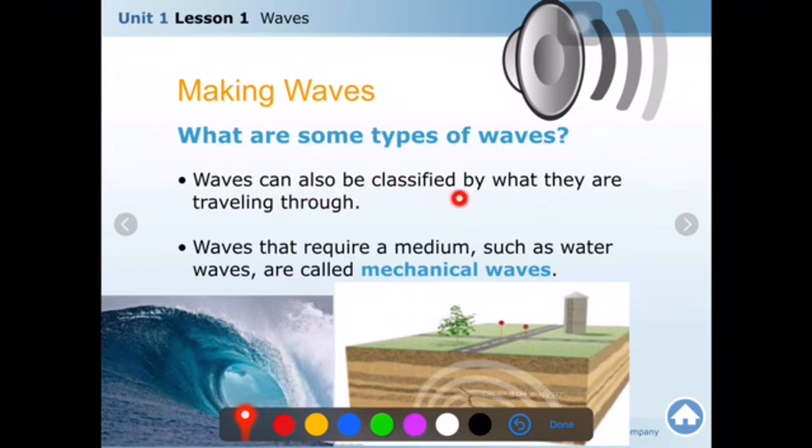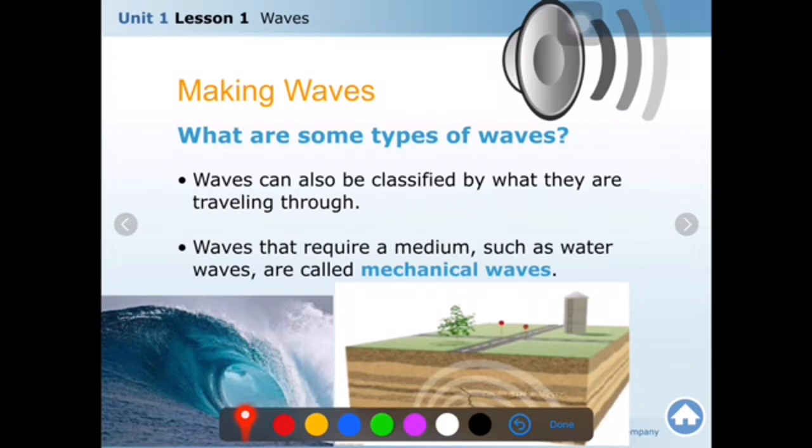Waves can also be classified by what they are traveling through. Waves that require a medium, such as water waves, are called mechanical waves. Whichever needs a medium is called a mechanical wave. For example, water and sound. Both of them are mechanical waves. Why? Sound needs a medium like air, like water, like solids. It has to be in a medium to be transferred because it is a vibration.